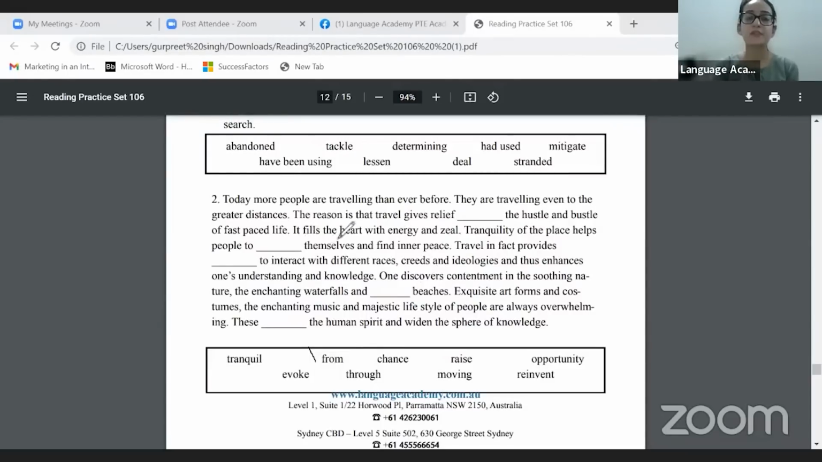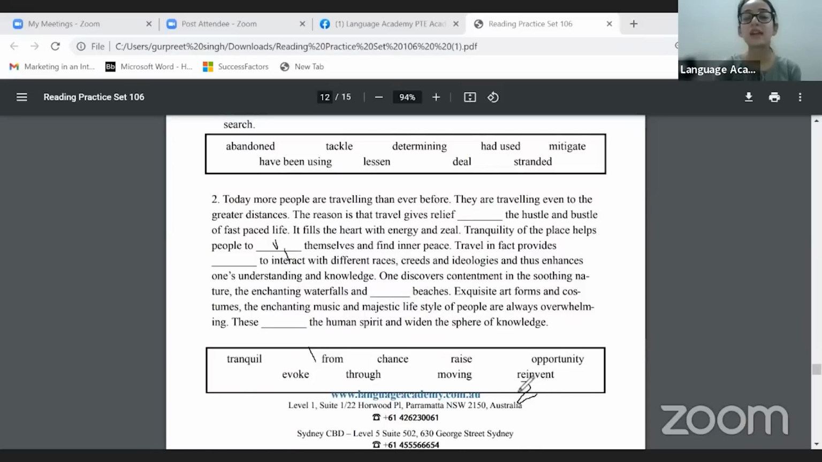And then they say it fills the heart with energy and zeal. Tranquility of the place helps people to reinvent themselves. So with to comes the first form of verb. What can people do to themselves? And you have written invoke. Invoke is to call something to mind, but what you have after the blank is themselves. You cannot invoke yourself. So tranquility of the place helps people to reinvent themselves.